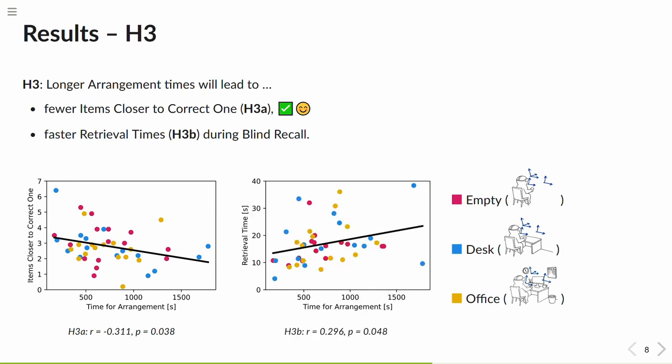Furthermore, we found a significant positive linear relationship between the arrangement time and the retrieval time, which means that it is exactly the other way around as we hypothesized. Based on these results, we assume that people who were fast in the arrangement could not remember their arrangement that well and tended to do fast guesses during the blind recall, while people with a sophisticated strategy spent more time on remembering where they exactly positioned the plots that were asked for.